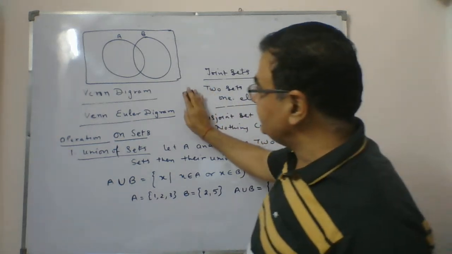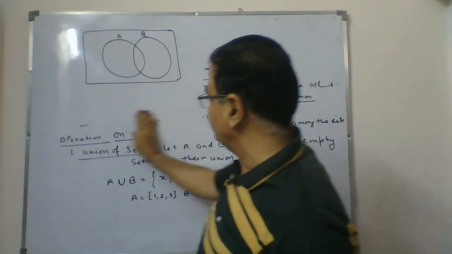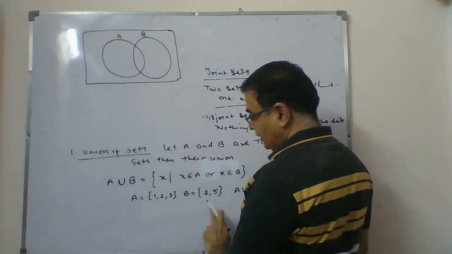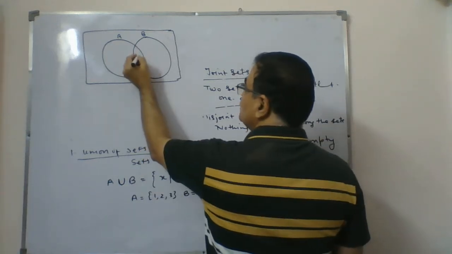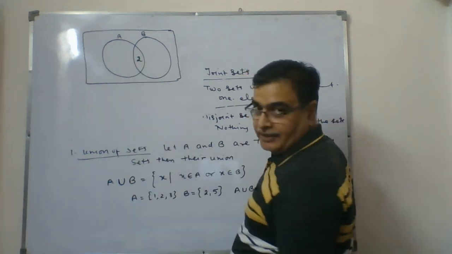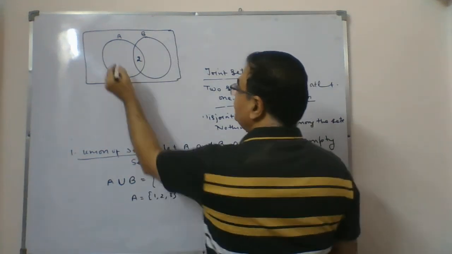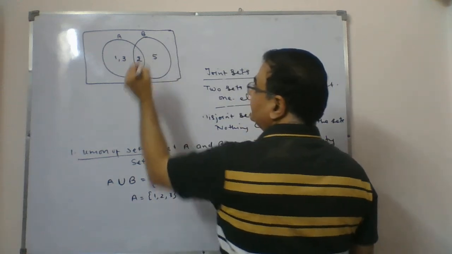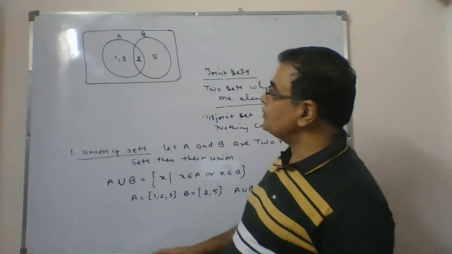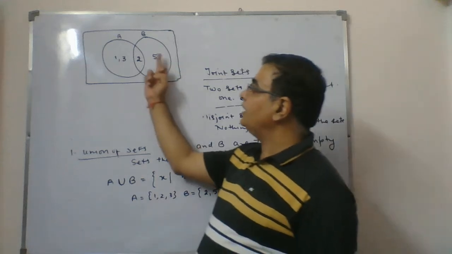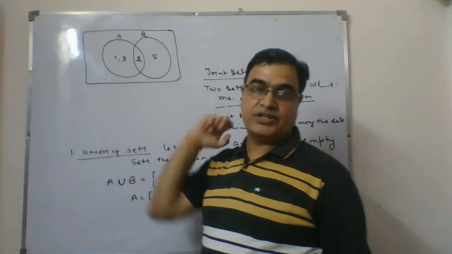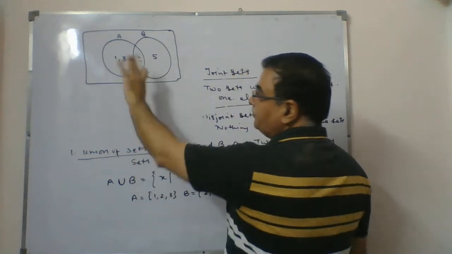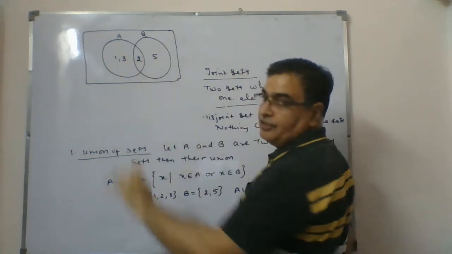Now if I say make the Venn diagram of it, then A will have elements 1, 2, 3, and B will have 2, 5. 2 is common among them, so I'll write 2 here. 1 and 3 will come here, and 5 will come here. When you say union, you are taking the complete set. So 1, 3, 2, 5, everything should be taken.